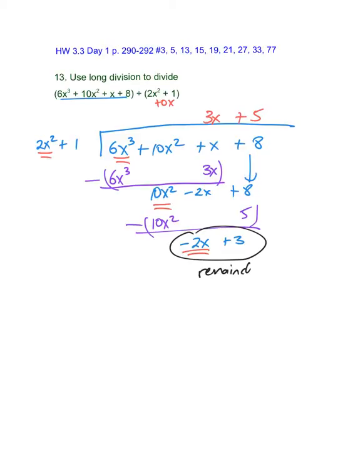So to finish up the problem, we'll take the remainder and we'll put it up here in the numerator and then divide that by the divisor. So 2x squared plus 1. And that is, this whole thing up here at the top is our answer.